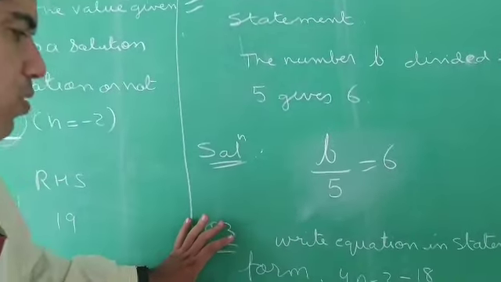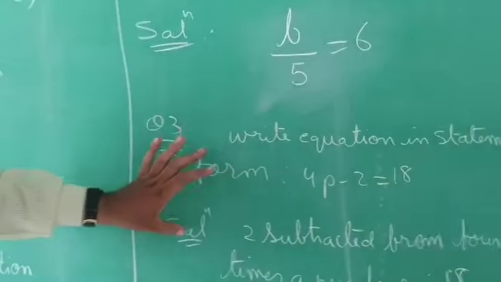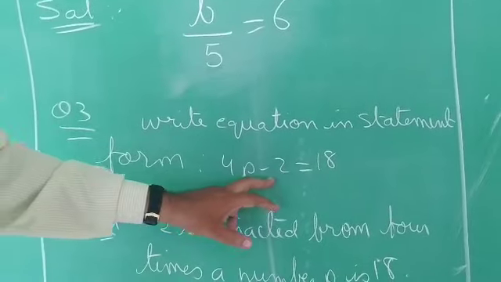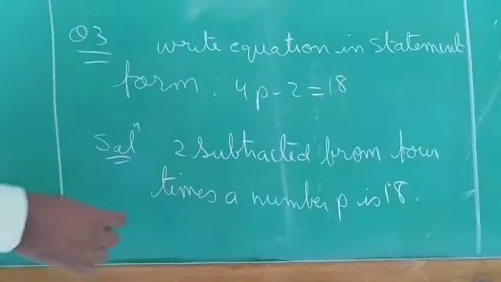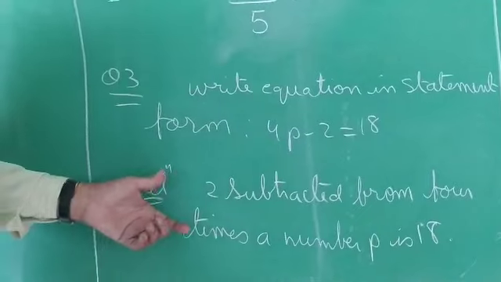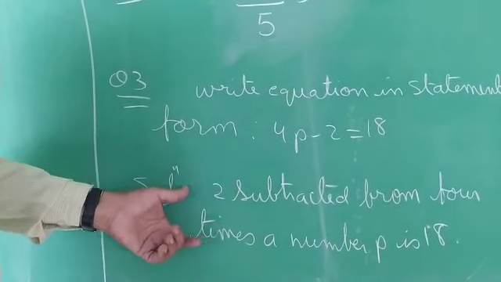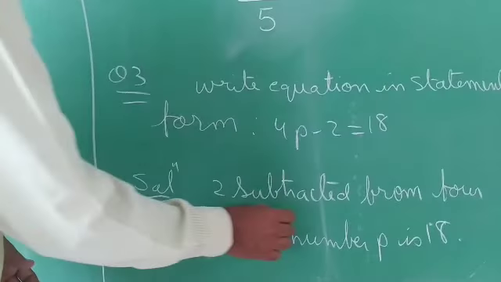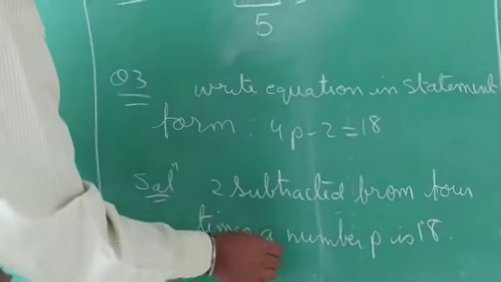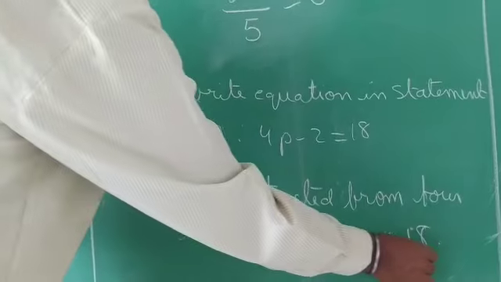Next, question number 3 now. Write the equation in statement form. 4p minus 2 equal to 18. Now you can see here, it is not compulsory that your answer should be the same as how I wrote it. But the meaning of the statement should be the same. So, 2 subtracted from 4 times a number p is 18.